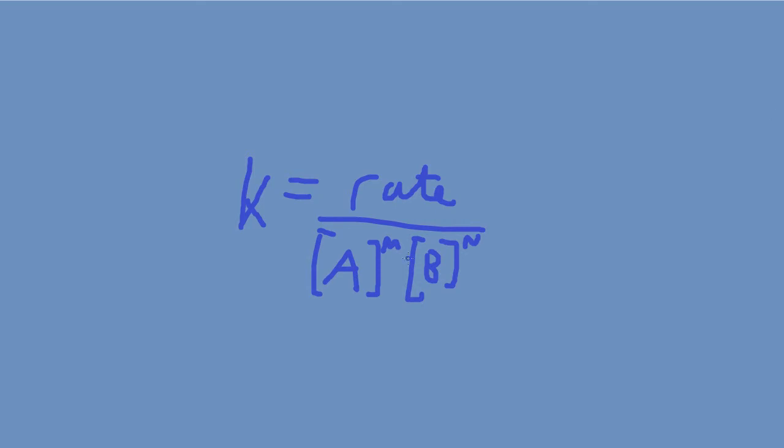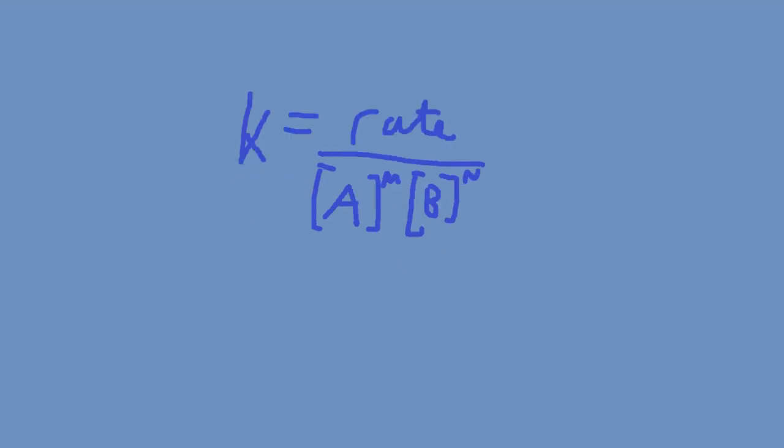A possible question you might be asked to do in an exam is to work out the value of k given the rate, the values of A and B, and the values of m and n. And simply by substituting these values in, you will get the value of k. In addition to this question, you might be asked, on the end of this question or as a question on its own, to work out the units of k. I'll explain this through a worked example.